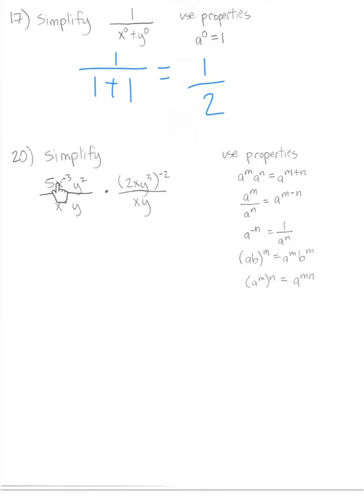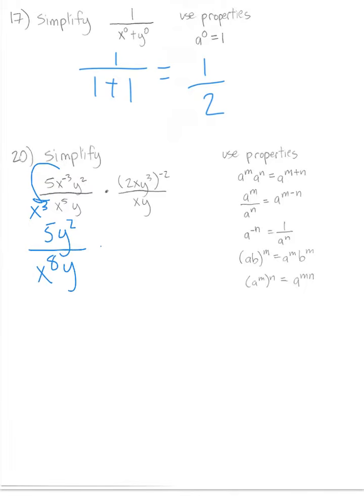If it's on the top and it's negative, I'm going to move it to the bottom, make it positive. So here's what this is going to look like. My 5 is going to stay up top. My y squared is going to stay up top. But then on the bottom, I'm going to move this down here and make it x to the third. I now have an x to the third and an x to the fifth on the bottom, which gives me an x to the eighth.